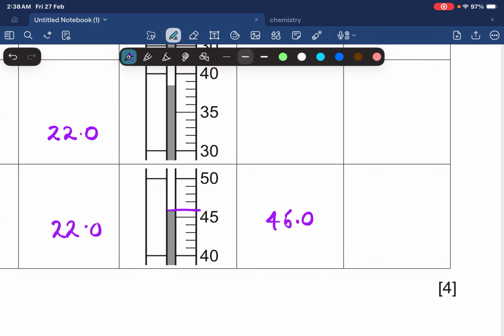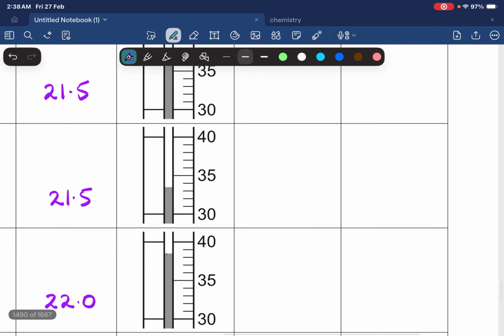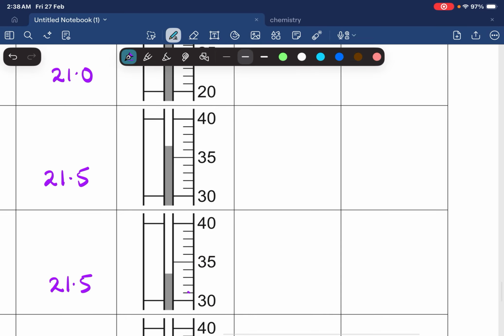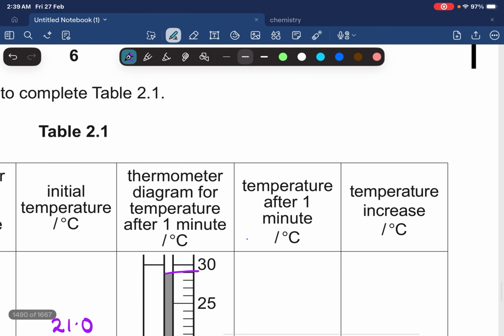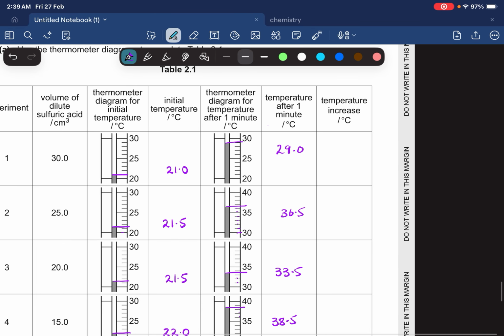This one right here is 46.0. This one right here is 35, 36, 37, 38, 38.5. This one right here is 31, 32, 33, 33.5. This one right here is 30, 31, 32, 33, 34, 35, 36, 36.5. And this one right here is 29.0. So we're done with the temperature changes.